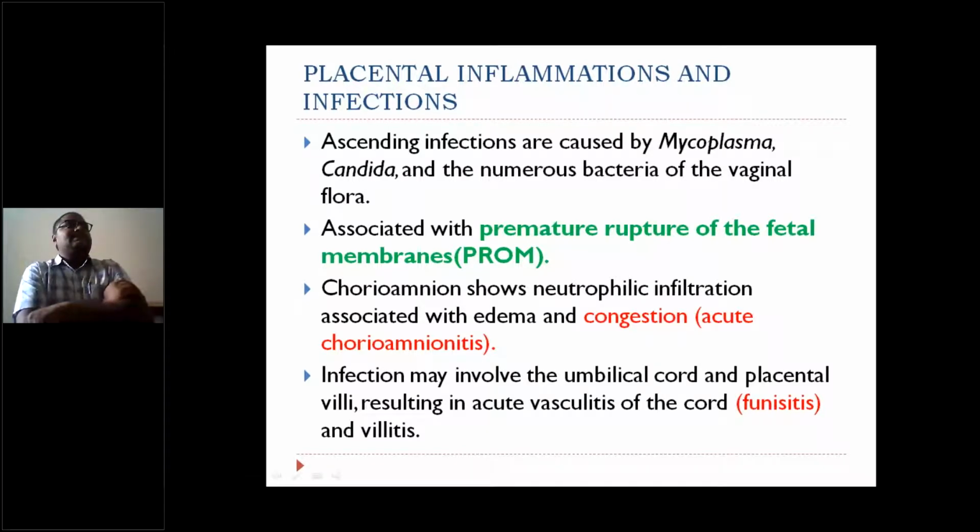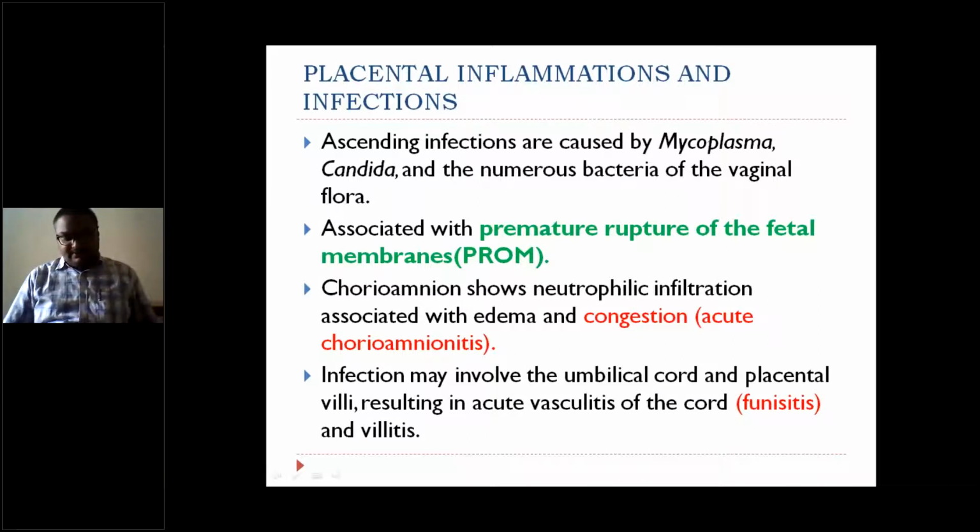Let us first see the more common ascending infections, which are mycoplasma, of course the fungus Candida, and the numerous bacteria which are there in the vaginal flora. You all know that the vagina has a good number of bacterial flora. Because of that, you won't get trichomonas or any other bacterial infections.